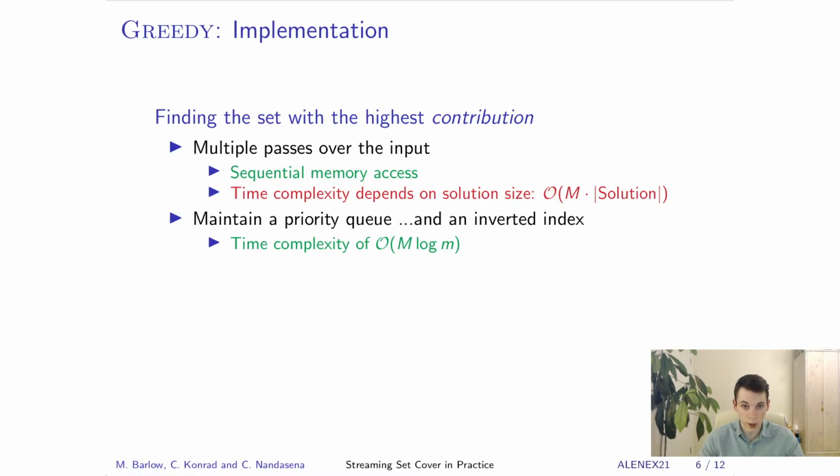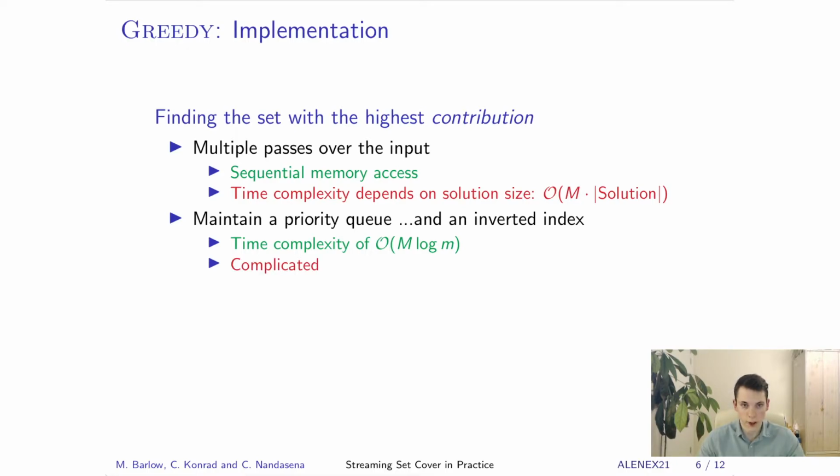And this has a much better time complexity. In fact, this time complexity can be reduced to big O of capital M, which is linear in the size of the input, if we have a more involved priority queue implementation. However, even as is, it's much improved from the multipass approach.